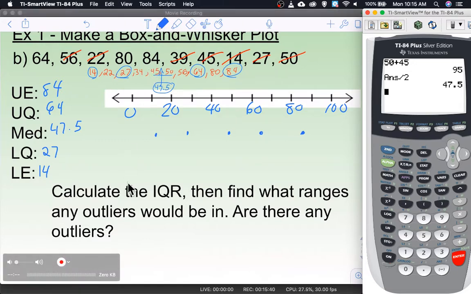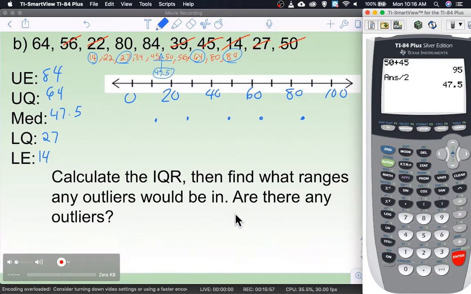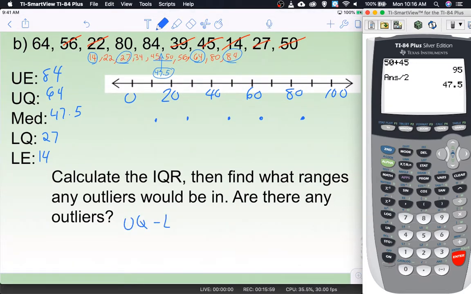Now, I'll be honest with you, before we graph these, we probably should calculate our IQR, because if this guy's, say, an outlier, that's going to change our things a little bit. So let's calculate our interquartile range. So from here, the interquartile range is the upper quartile minus the lower quartile. So that's 64 minus 27.